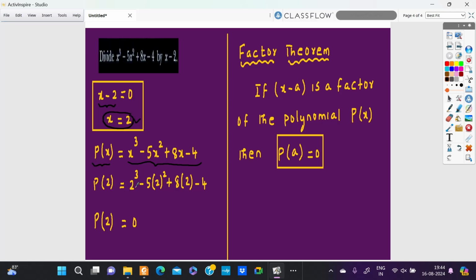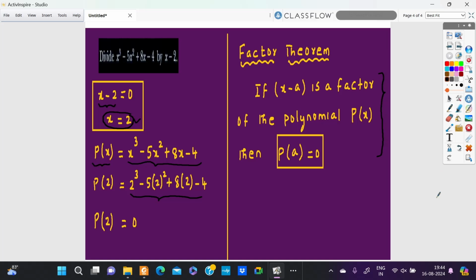So p of 2 is equal to 2 cubed minus 5 times 2 squared plus 8 times 2 minus 4, which will give you 0, which means p of 2 is equal to 0. And this is the third way of finding the remainder. Since the remainder is equal to 0, I could just directly link that with the factor theorem, and I would just state the factor theorem from all the information that we had from before.